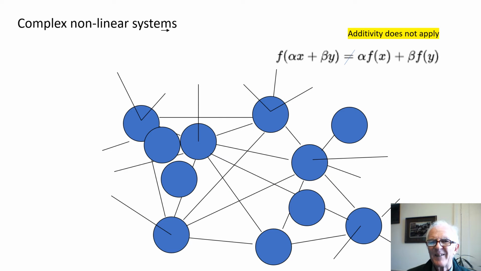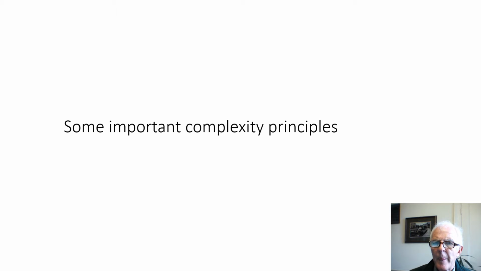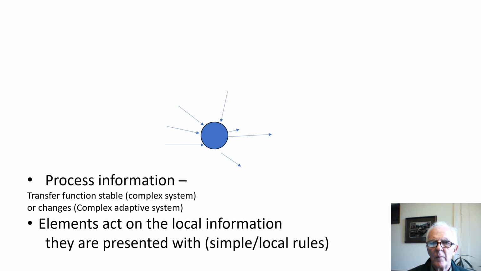We're going to be looking at complex nonlinear systems, and this principle of additivity does not apply. So the overall function of the system, how it operates, does not equal the sum of the parts. And I just want to go through now some important complexity principles that really underpin how we might think about systems that we see as complex.